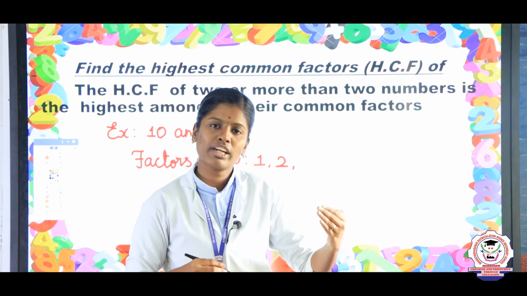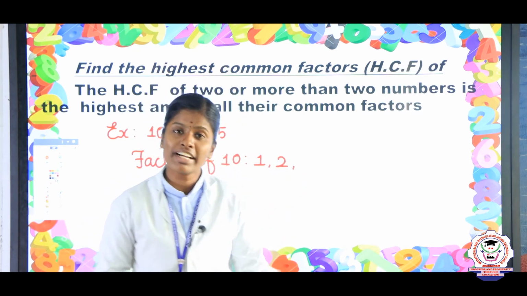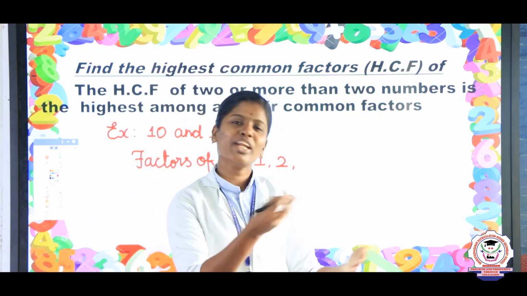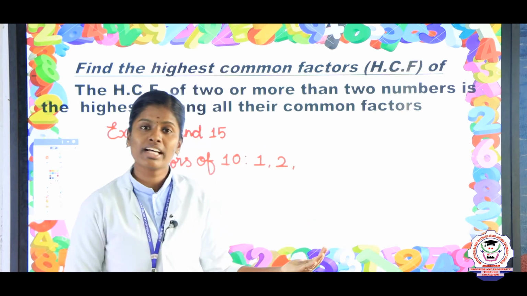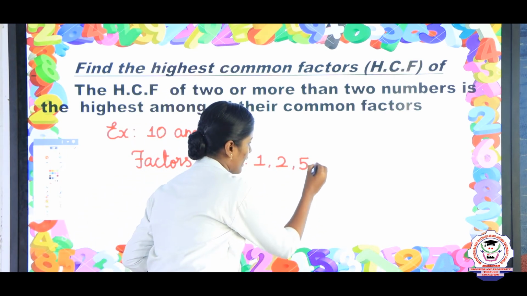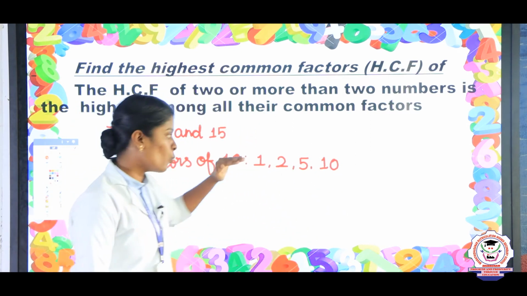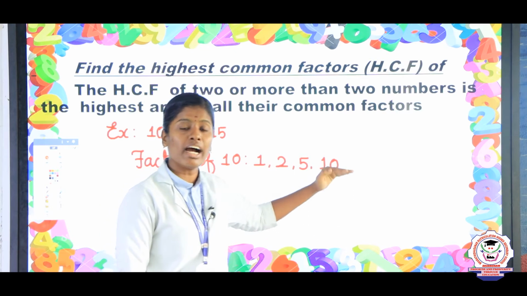Then 3 table 10 is not possible. Then we will take 4 table. 4 table 10 is also not possible. Then we will take 5 table. 5 table of 10? Yes, very good Kiran. 5 2s are 10. So write here 5 and then 10. So the factors of 10 are 1, 2, 5 and 10.